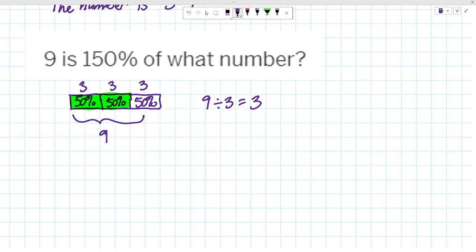So what's the number that's 100%? Well, that's going to be 6. So the answer to this question is 6, because 9 is 150% of 6, as we see in the tape diagram. Thanks for working this problem with me, and I hope it'll help you be successful.